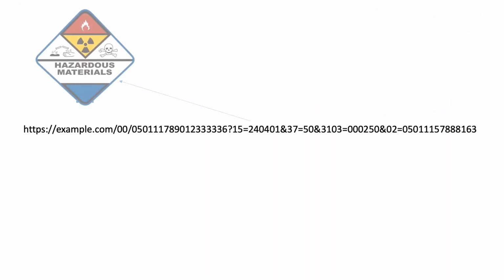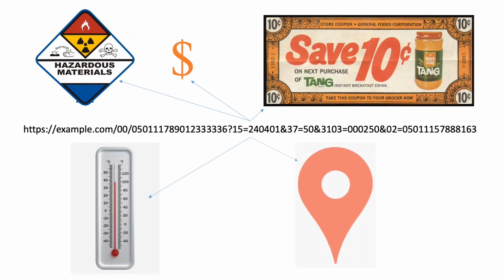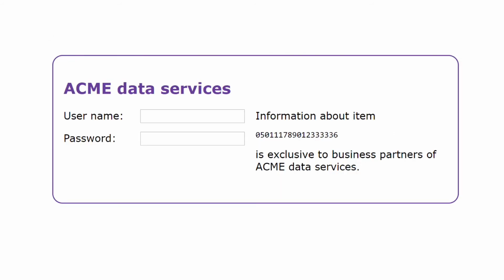The possibilities are endless. We can link to hazmat information, price information, coupon redemption systems, temperature control characteristics, location information, and more. Data can be on the company intranet or on the internet under access control or open to all, just like we see every day when we go online.